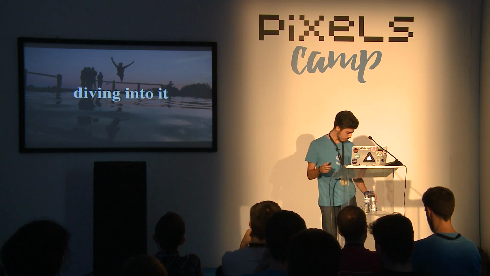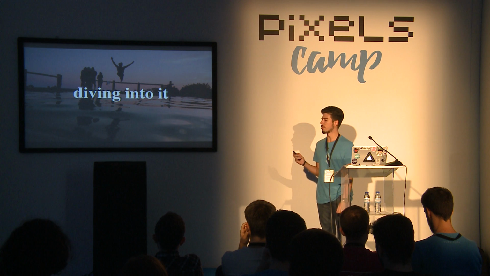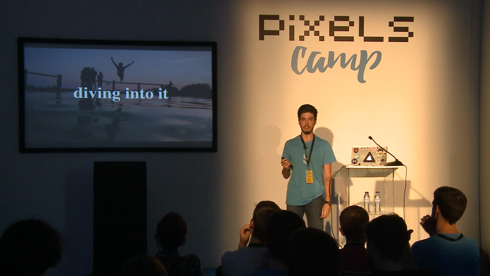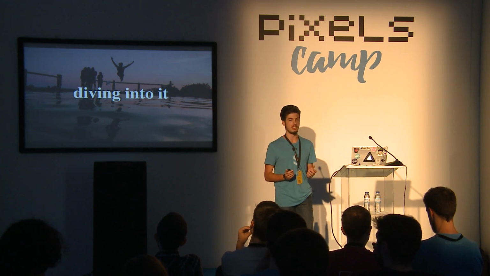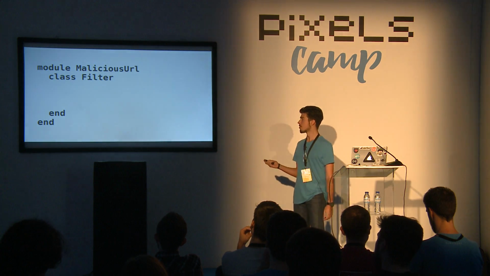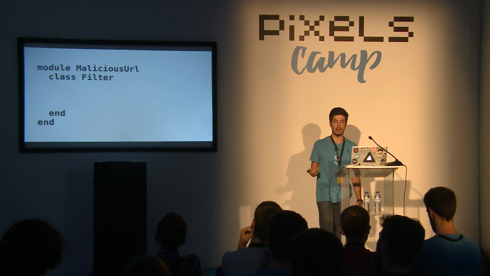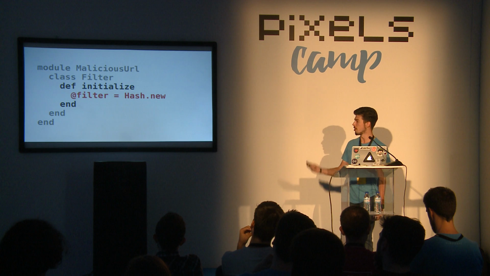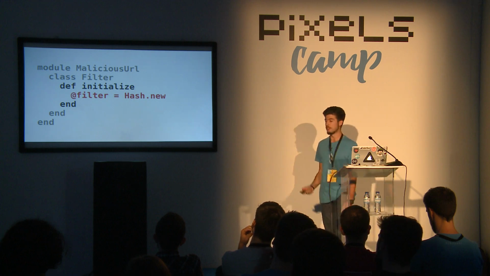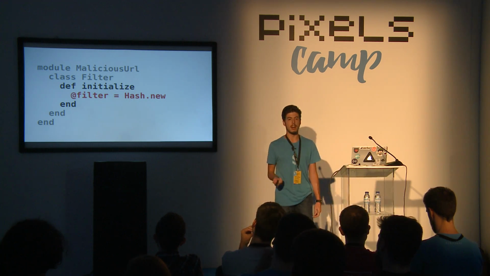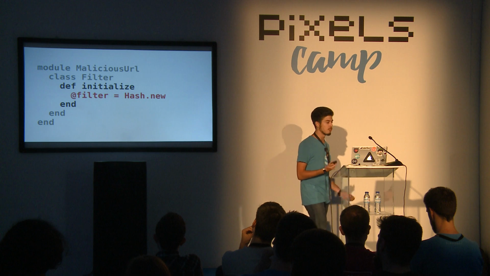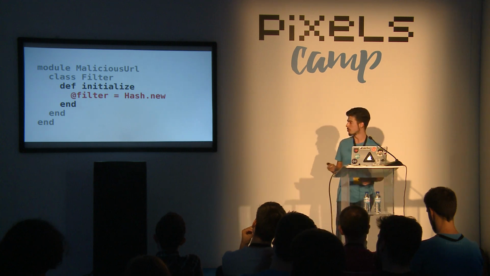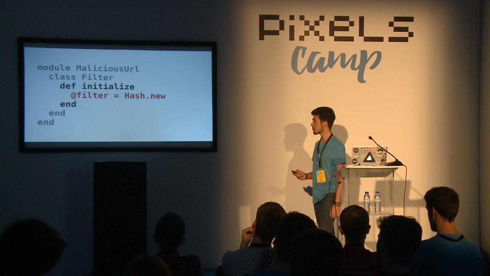OK, so we're going to start with a really small Bloom filter, a simple one, the most simple implementation we can get, which is we're going to code the malicious URL filter, and we're going to use a native hash. This is a Ruby hash. You get dictionaries in Python. You get maps in Java, objects in JavaScript. It's your choice. We're just using a native version.